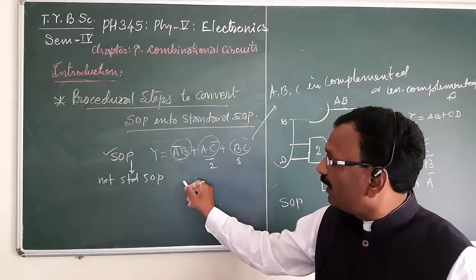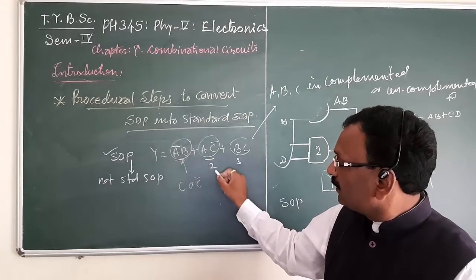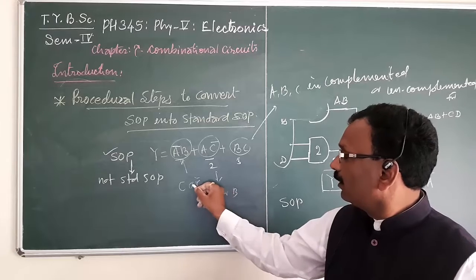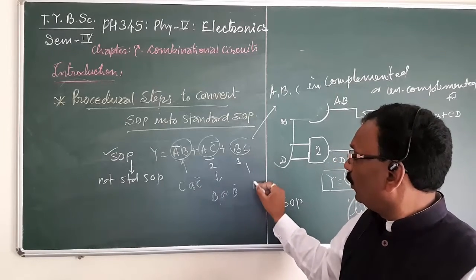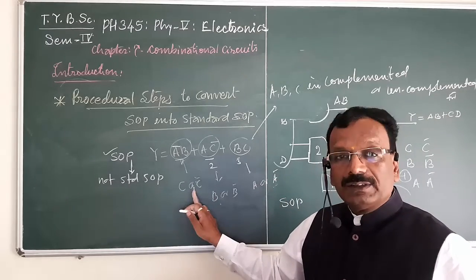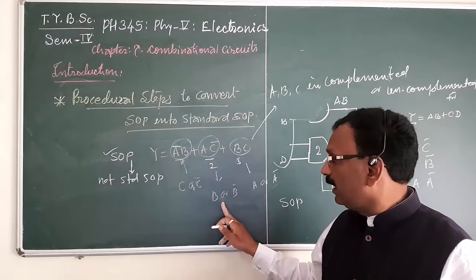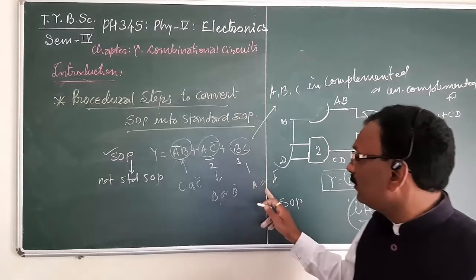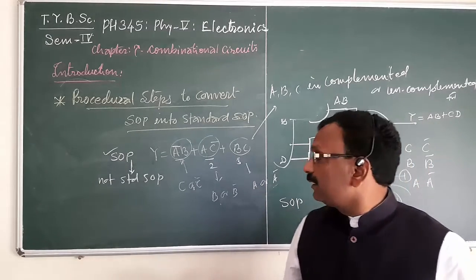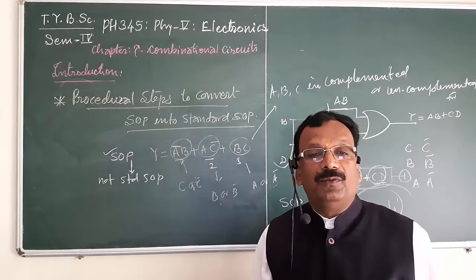In the first term there is no C or C bar. In the second product term, there is no B or B bar. And in the third, there is no A or A bar. That is, in the first term, there is no C or complement of C. In the second term, there is no B or its complement. In the third term, there is no A or its complement. And hence, this is not a standard SOP. It is only simple SOP form.